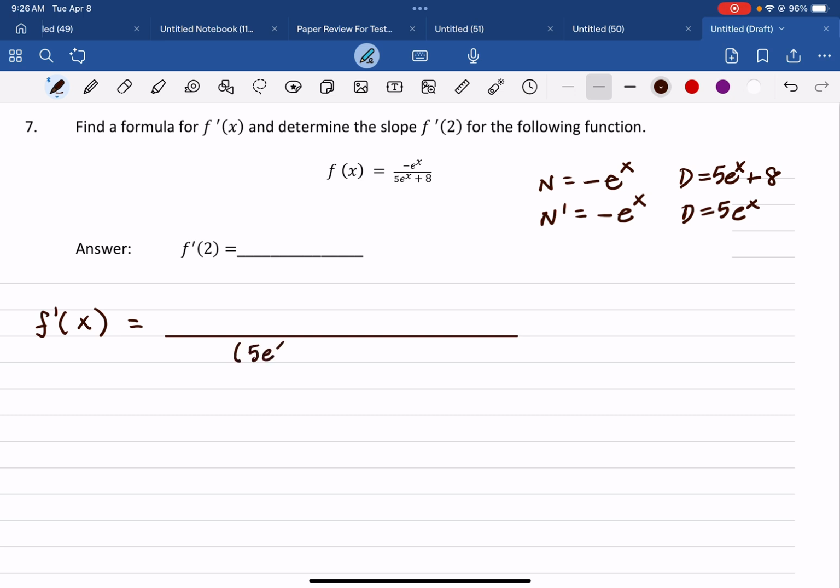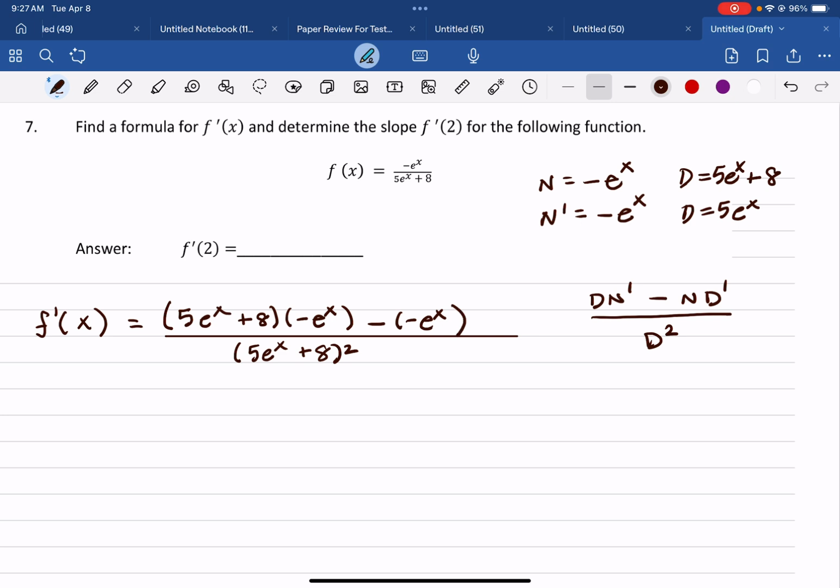Remember how the quotient rule goes. It is denominator, derivative of the numerator, minus numerator, derivative of the denominator, over the denominator squared. So starting with the denominator, 5e to the x plus 8, derivative of the numerator, negative e to the x, subtract numerator, a negative e to the x, and then derivative of the denominator, 5e to the x.